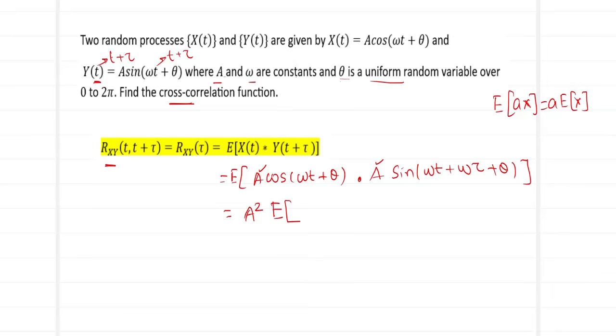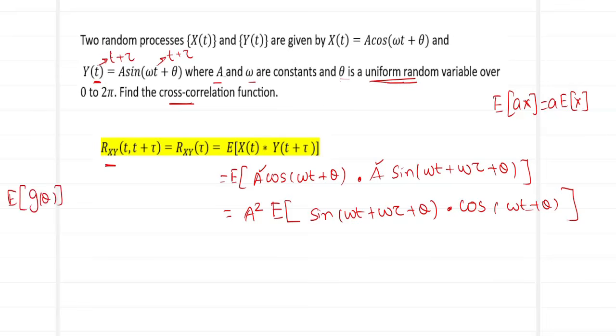For convenience sake, let me rewrite this as sin(omega t plus omega tau plus theta) as the first term, product cos(omega t plus theta) as my second term. Now, since theta is a uniformly distributed random variable, we know that the expected value of g of theta is the integral from a to b of g of theta times f of theta d theta. What is this f of theta?